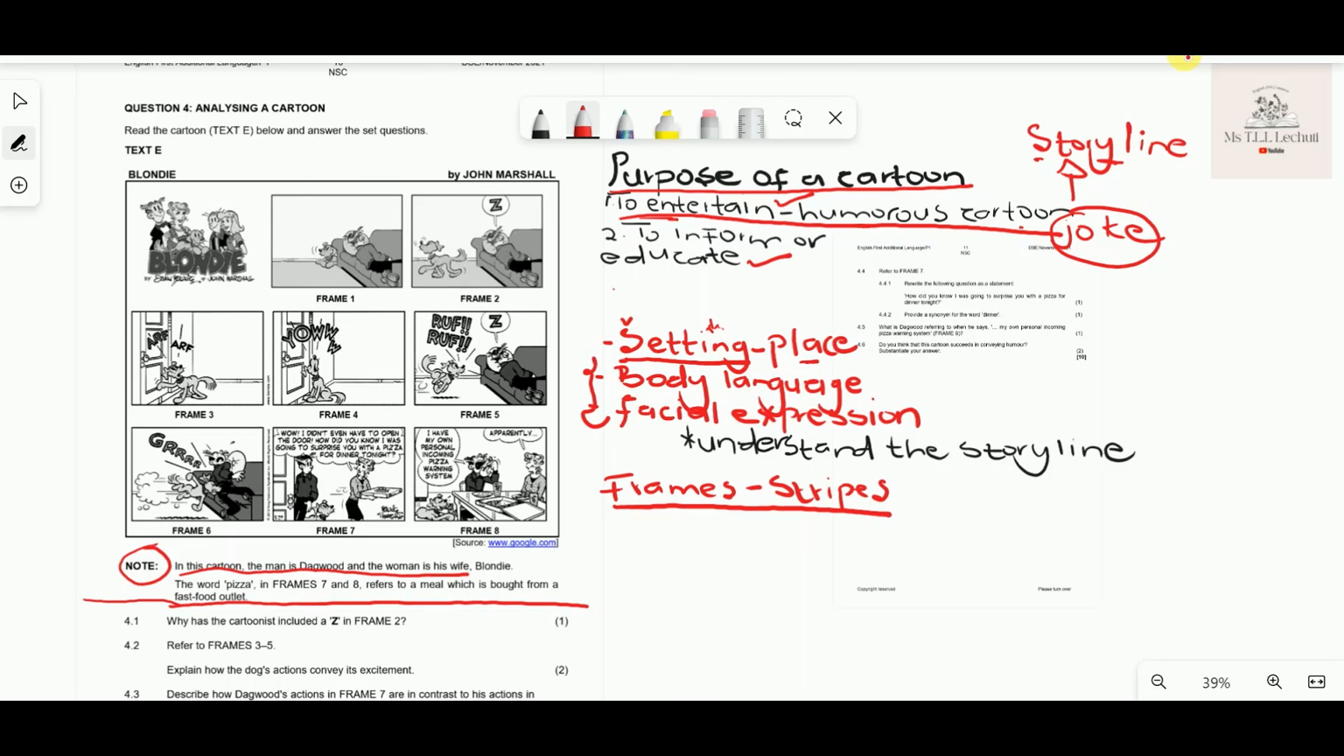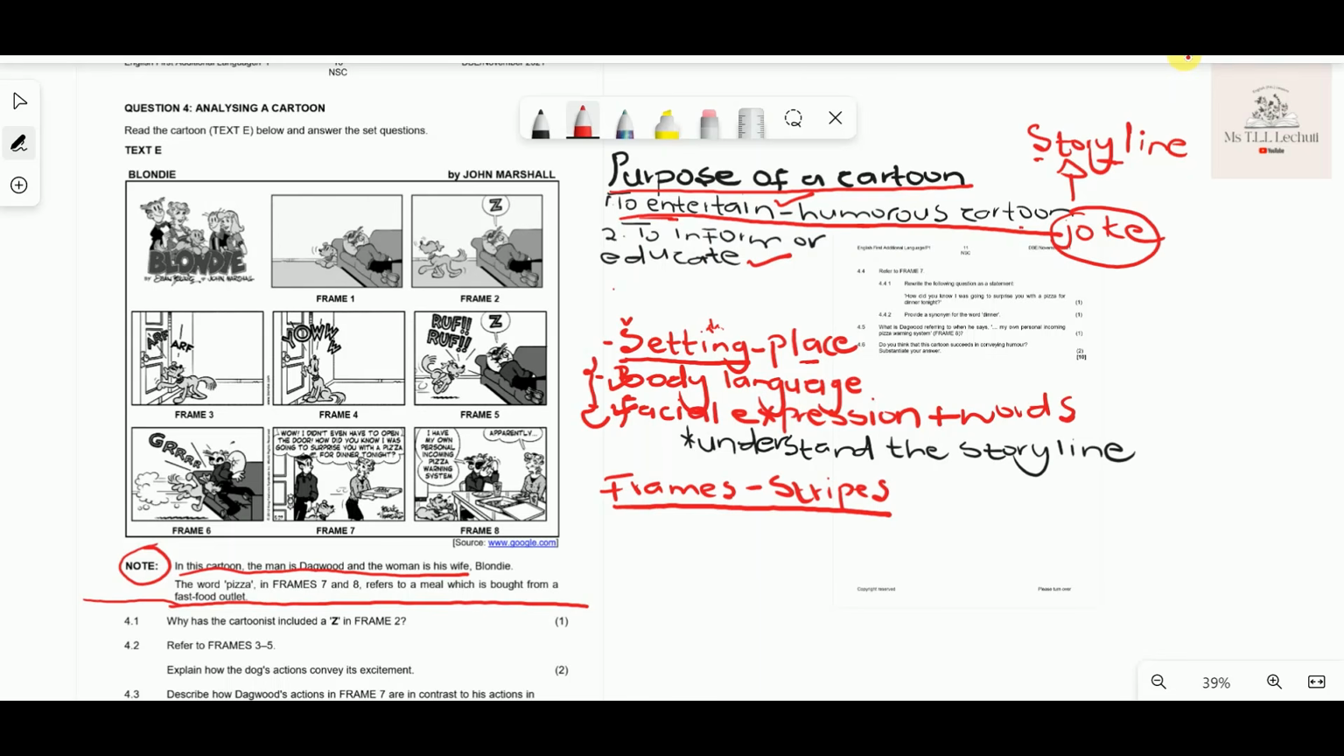Now the question is, how are you going to respond to questions based on a cartoon? To answer questions based on a cartoon, you are going to rely solely on body language as well as facial expression, plus the words of the characters.